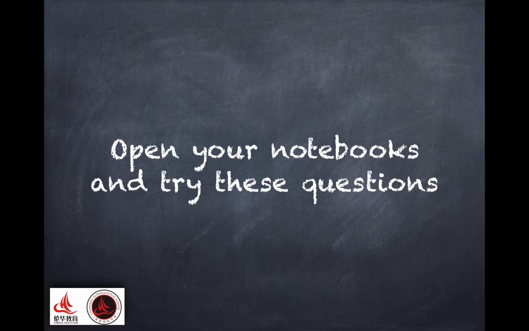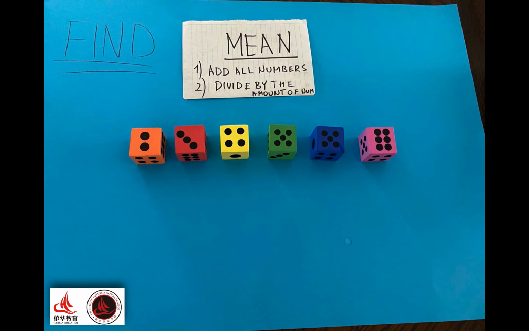Alright, so let's practice more. Open your notebooks and we will see if you can do these questions. So again, I took some photos of dice arranged in different ways. So can you please now find the mean? So I made it easier for you. It's already arranged. Okay, so you need to find the mean. So see how you go and see what answer you get.